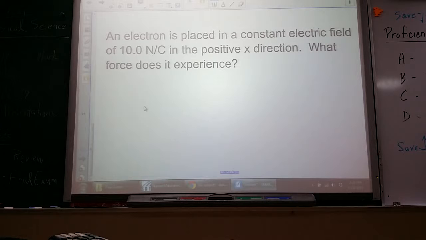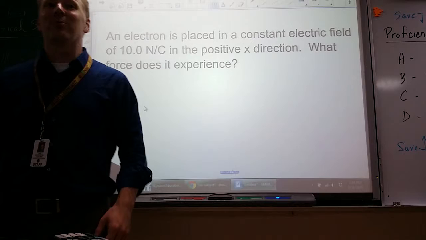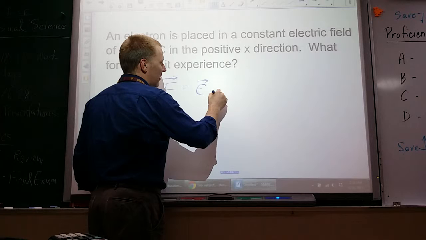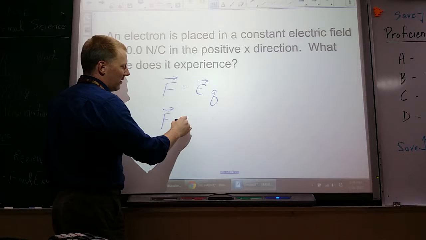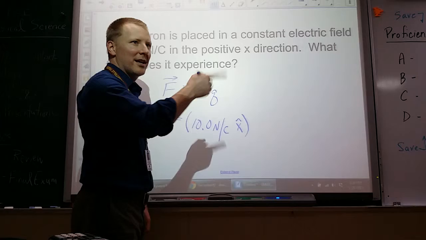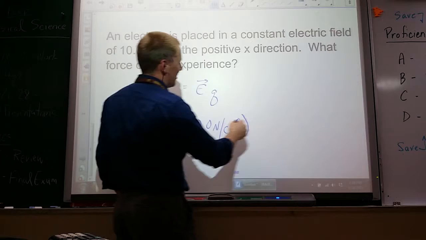An electric field that's constant, 10 newtons per coulomb, in the positive x direction. What force does it experience? Easy peasy. How is force related to electric field? It's newtons per coulomb, so all we have to do is multiply by the value of the charge. We have 10 newtons per coulomb, and if you wanted to include direction here, you do a little x hat, which just indicates that it's in the x direction, and then the charge.